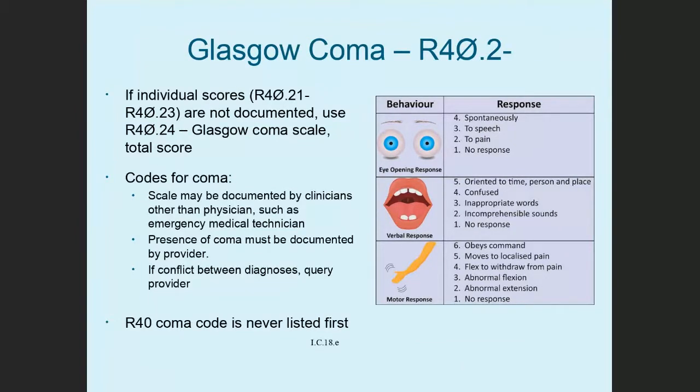Sometimes the documentation does not include the information to select codes for eyes, verbal response, motor response. So in that case, only a total score might be listed. In this case, use R40.24 with additional codes. For example, if the final score is 15, use R40.2410. So hopefully you'll be able to do the 3 codes. That's much more specific. But if all the physician documented was the total score, then you code this total score. If neither one, then you do R40.20.